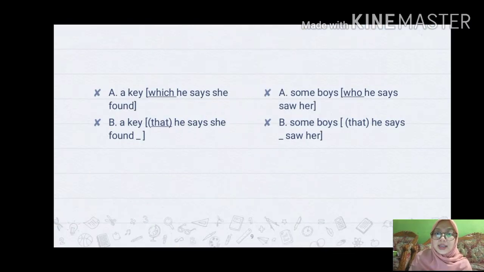A: a key which he says she found, and B: a key that he says she found. And example 2, A: some boys who he says saw her, and B: some boys that he says saw her.